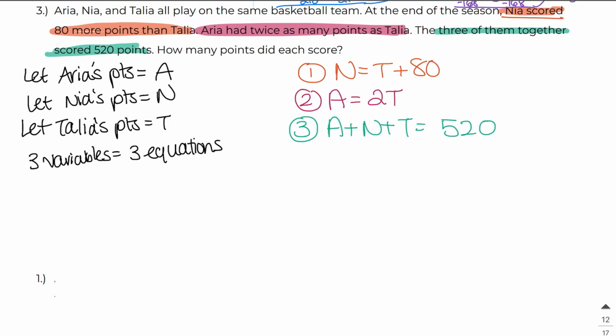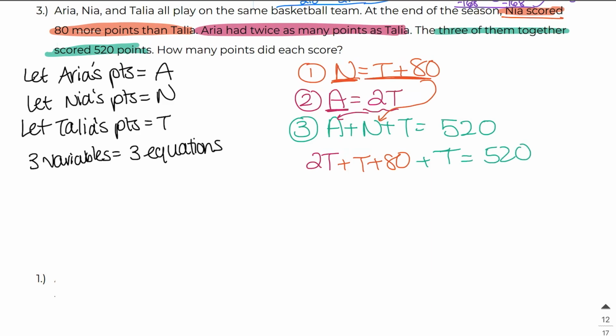So now I need to decide how I want to solve this system of equations. But if you notice, this is kind of nice because the n is isolated and the a is also isolated. So I can actually replace all of this stuff in here. Instead of a, I can replace it with 2t, right? And instead of n, I can replace that with t plus 80. And then I'll just copy the t down. And that is my equation right here. Now I only have one variable, so I can just go ahead and solve this equation.